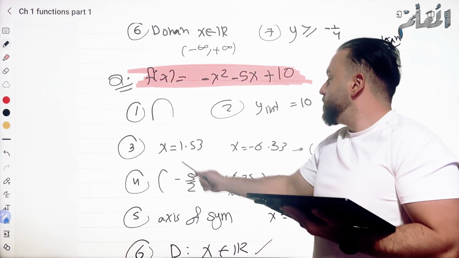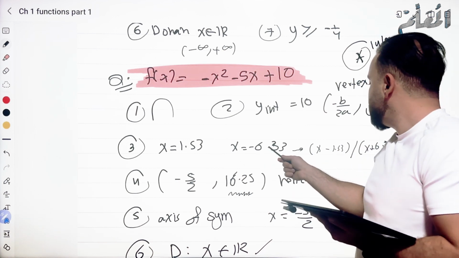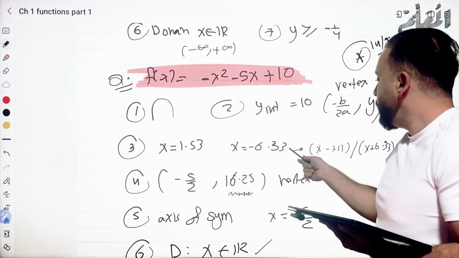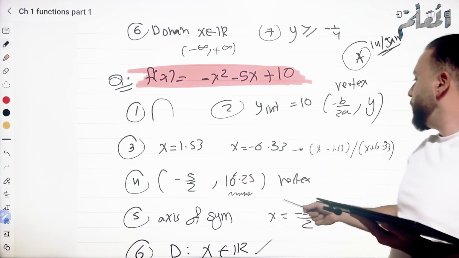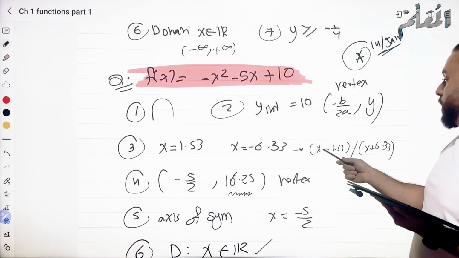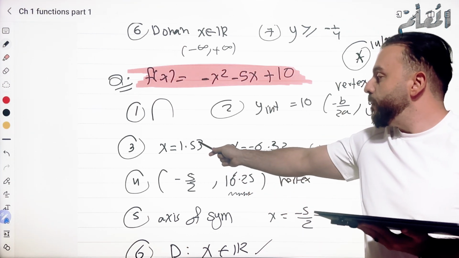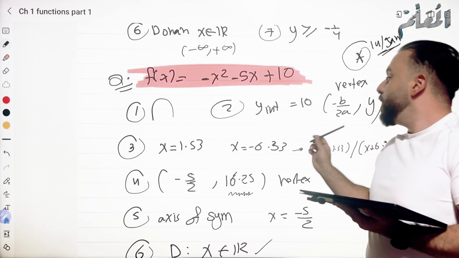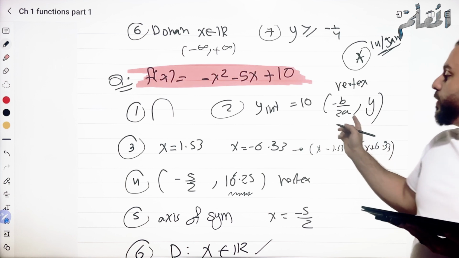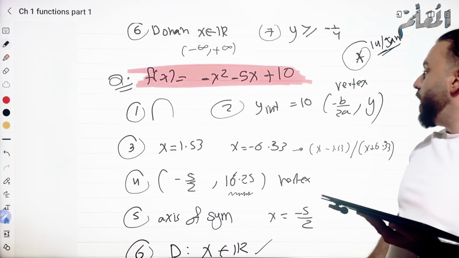Number 3, x is equal to 1.53 and x equal to -6.53, sorry. So these two are the roots. If you want to write it as a factor, you can write it in this way, as long as you can't write it as a rational expression, as a fraction. And the vertex itself is (-5/2, 16.25).